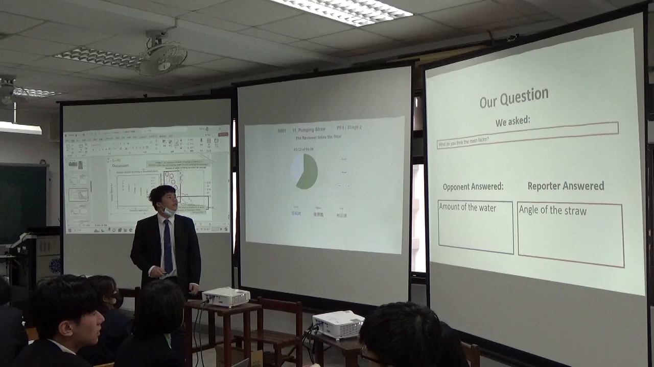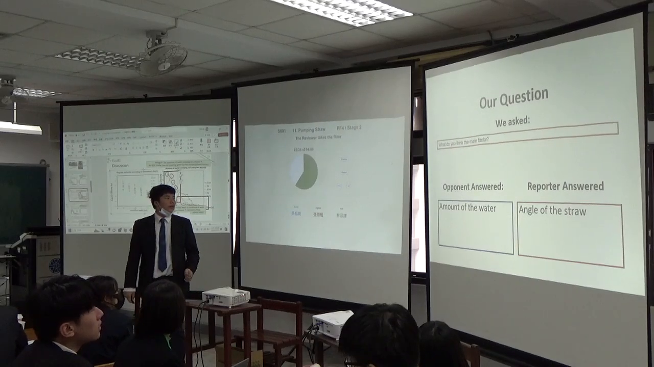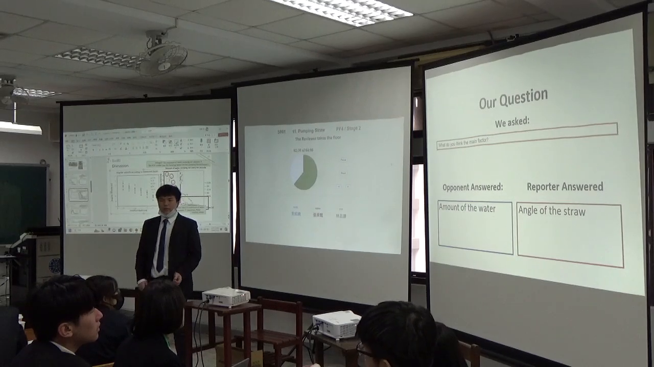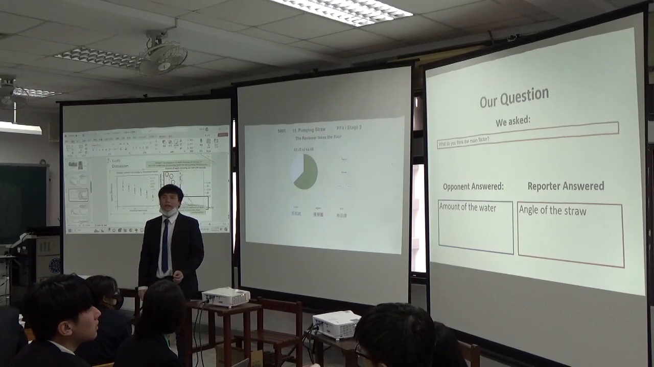And also we asked, "What do you think the main factor is?" The opponent answered, "The amount of the water." And the reporter answered, "The angle of the straw." And we think it's the angular velocity of the straw.